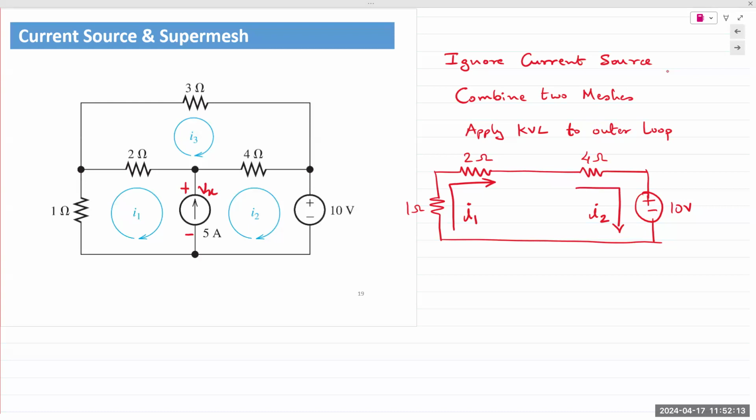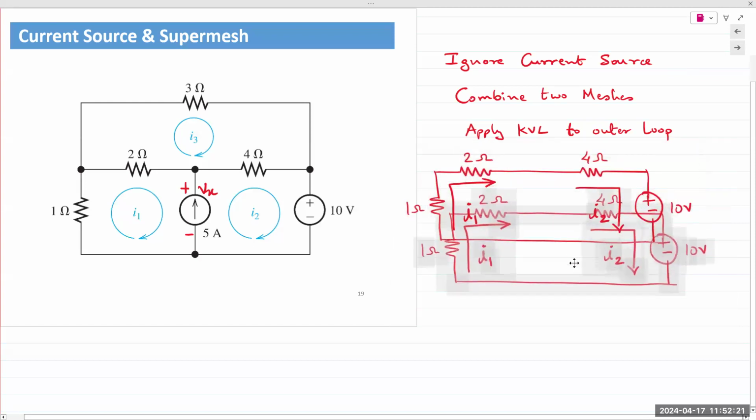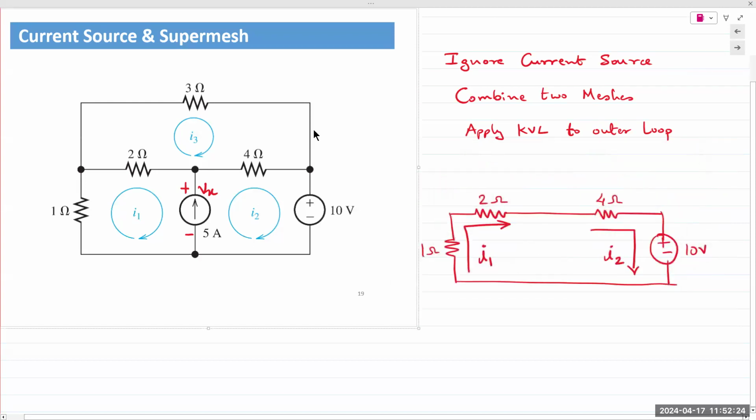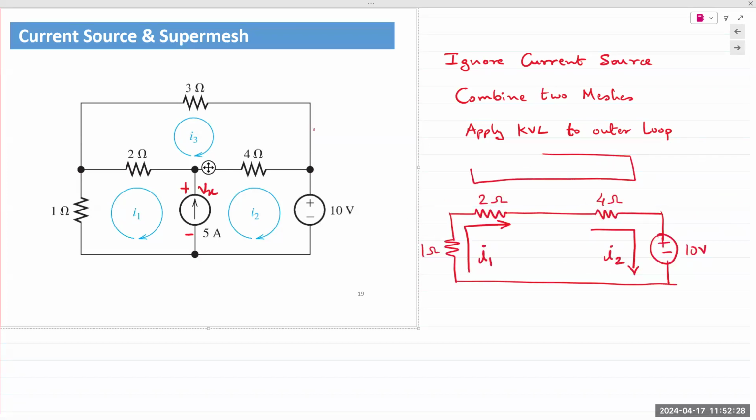Also, we have the 2 ohm and the 4 ohm resistors in a shared branch. So we have to account for I3. You have to account for I3.